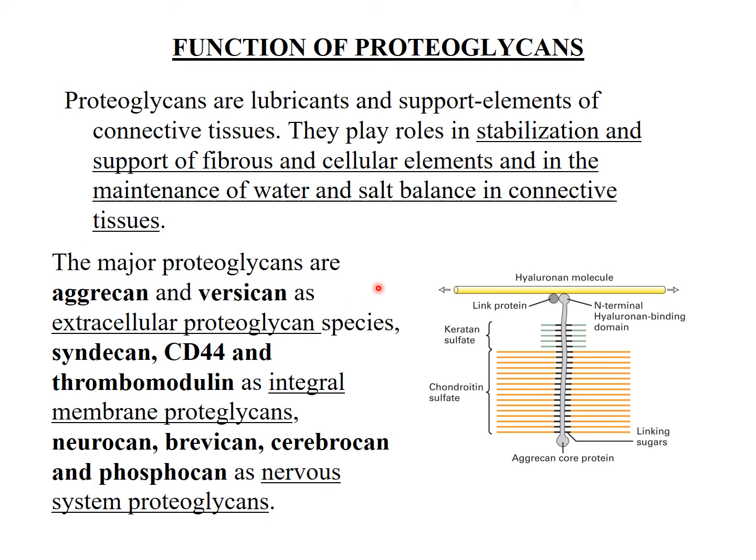So a couple of them that you will learn about later, especially aggrecan and versican, are major proteoglycans in the extracellular matrix. Syndecan and CD44, you remember this? This is a proteoglycan on the cell surface. Thrombomodulin are integral membrane proteoglycans. Neurocan, brevican, cerebrocan, phosphocan are nervous system proteoglycans. So they are everywhere. They really are important in function. And one of the functions in the hyaline cartilage I will talk about in a separate lecture.